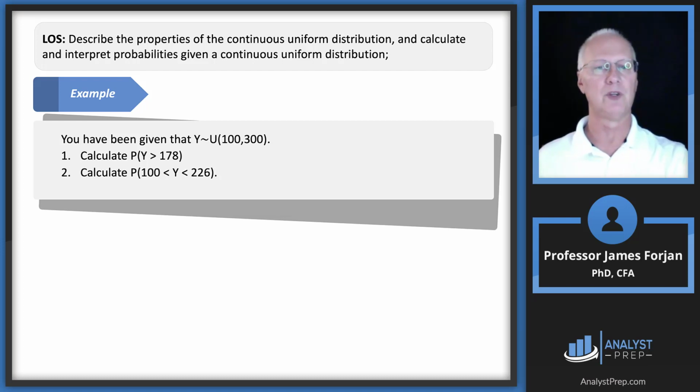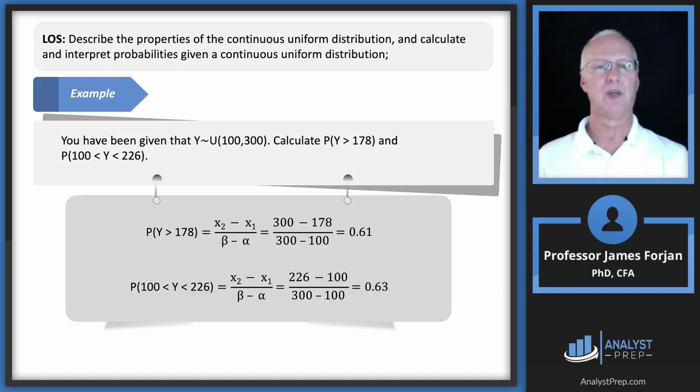Now, before I hit the solutions page here, let me just try to simplify this for you. Look, we have 100 as the min and we have 300 as the max. So what's the probability that y would take on a value greater than 200? Well, it's right in the middle between 100 and 300, so that would have to be 50%, right? So hold off on that thought, and let's go ahead and look at the answers here. So that first question, calculate the probability of y being greater than 178. We're going to take that max value of 300 minus the 178, and then divide by just the max minus the min, and that gives us 61%. And then we can do the second one. We can take the 226 minus the 100 divided by the same beta minus alpha, and we get 63%.